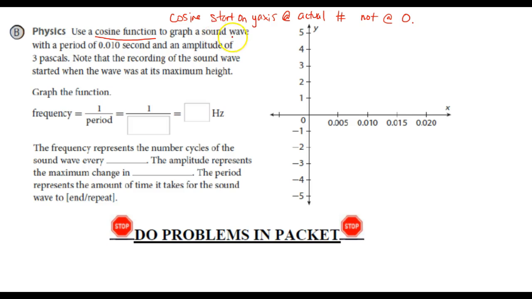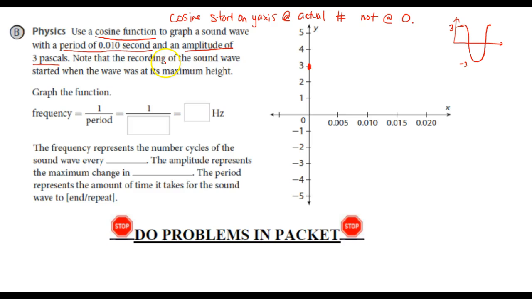So a cosine function to graph a sound wave with a period of about 0.010 seconds at an amplitude of 3 pascals. Remember, amplitude is how high it goes and how low it goes and how it comes right back up. So I'm just doing a sketch right now. It's going to go as high as 3 and negative 3. That gives us an indication of where our y-intercept is going to be. It's going to have a y-intercept of 3 because our amplitude was 3.